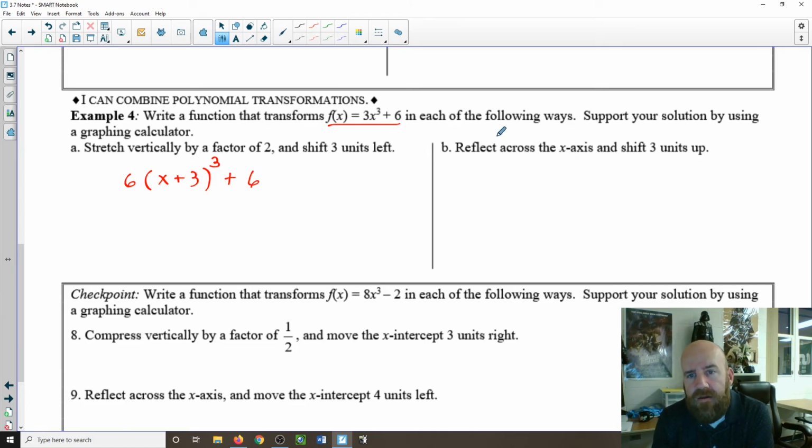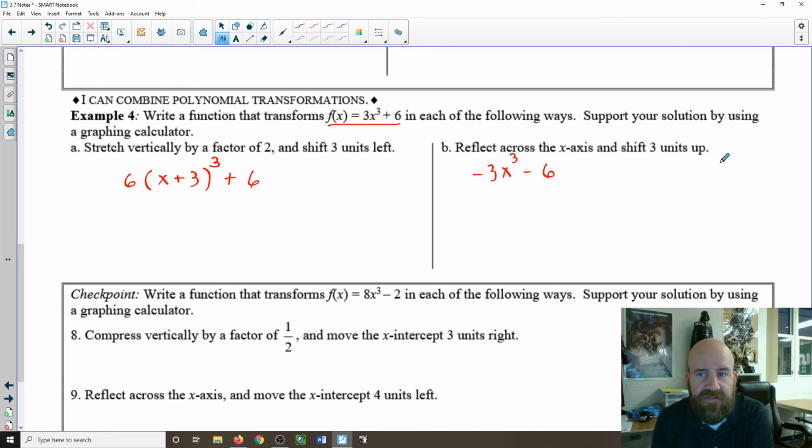Okay. Reflecting over the x-axis and shifting 3 units up. So reflect over the x, and we're going to do that first. So we have a negative. I'm applying this transformation before we make this shift. So we have that minus 6. That's a reflection over the x-axis first. We always want to apply the reflection first before we do anything else.